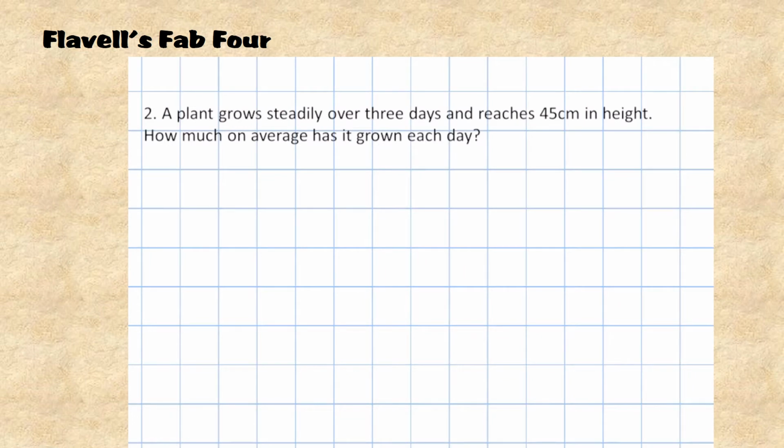So, okay, a plant grows steadily over 3 days and reaches 45 centimetres in height. How much on average has it grown each day? Well, okay, we have 45 centimetres. We are dividing it by 3. 3's into 4 go 1, remainder 1. 3's into 15 go 5. So it grows 5 centimetres on average each day.